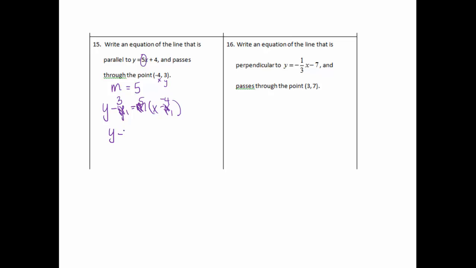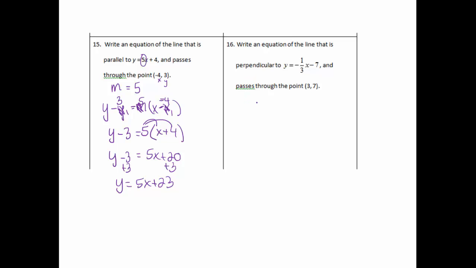So if I rewrite this, I'm going to have y minus 3 equals 5. And then remember, this minus and the negative are going to turn to plus. Distribute to get rid of my parentheses. So y minus 3 equals 5x plus 20. And then add 3 to get my y by itself. So I'm going to get y equals 5x plus 23.